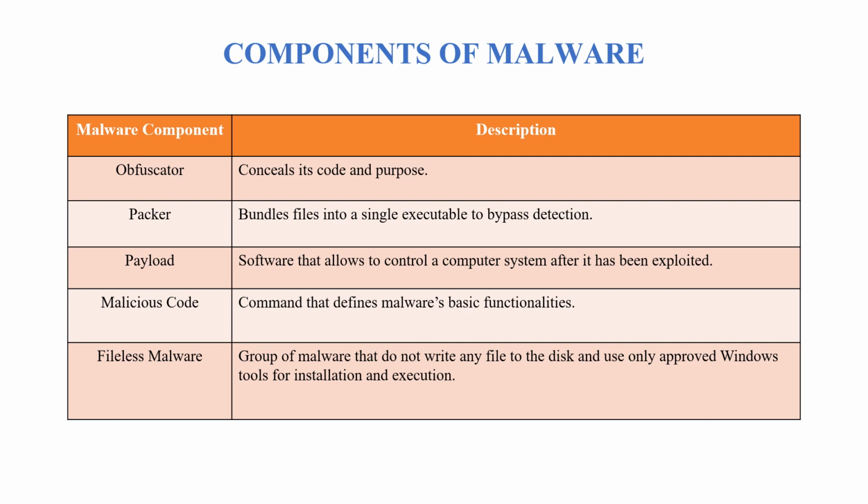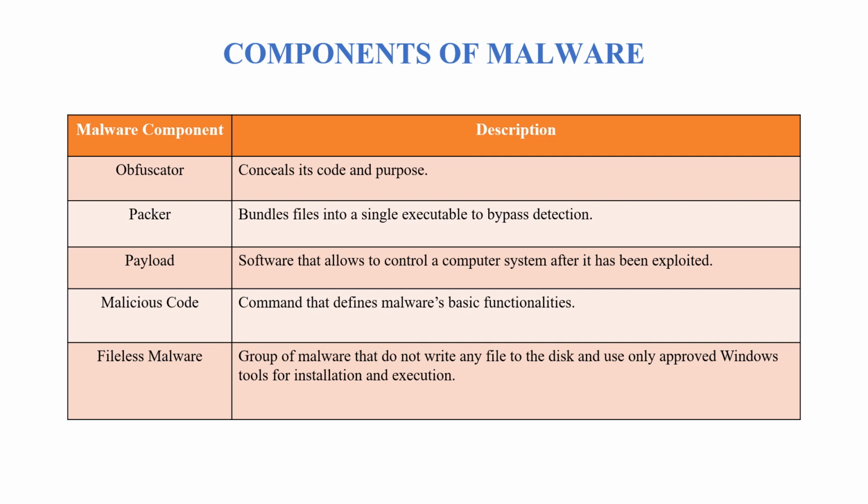So the next component is obfuscator. It conceals its code and purpose. So basically obfuscator hides behind other programs so that it can't get detected. Next is packer. It compresses the malware file and creates a single executable to bypass detection. Payload. Payload performs the specific activity after it has been exploited. Malicious code means the code which defines the functions of malware.